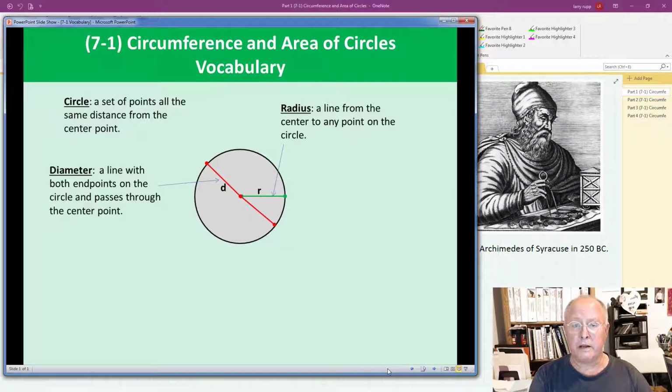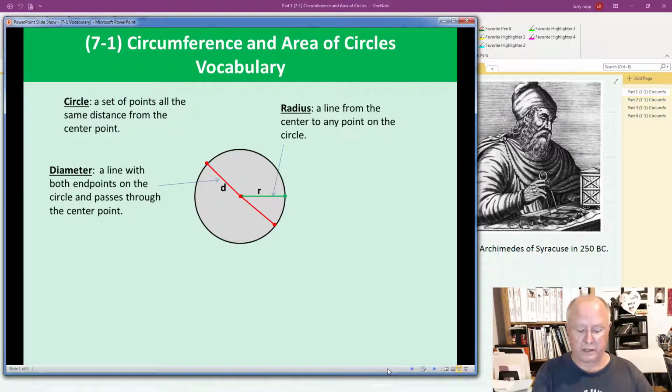Okay, and if you'll look, from the center point to the edge of the circle is called the radius, but a diameter goes from the edge of the circle through the center to the other edge. So in other words, there's two radiuses, and they call them radii. Two radiuses in one diameter. Diameter is usually denoted with that little d.